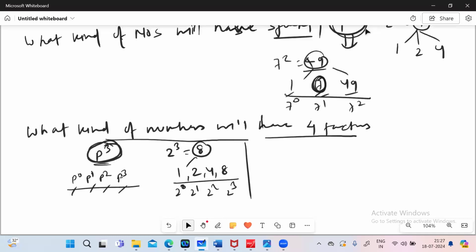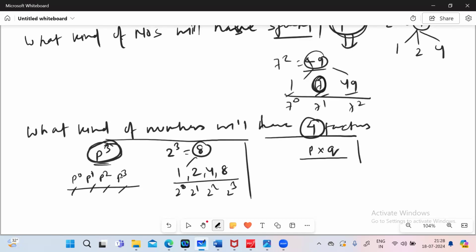Is there any other way to visualize a number which has 4 factors? Is there any way in which we can visualize a number which has 4 factors? It will be the multiplication of 2 primes, p into q.